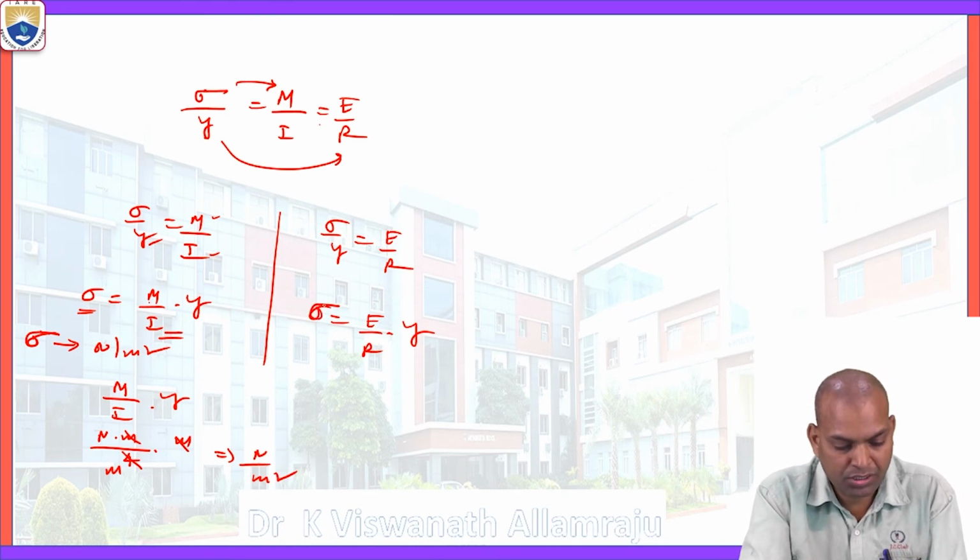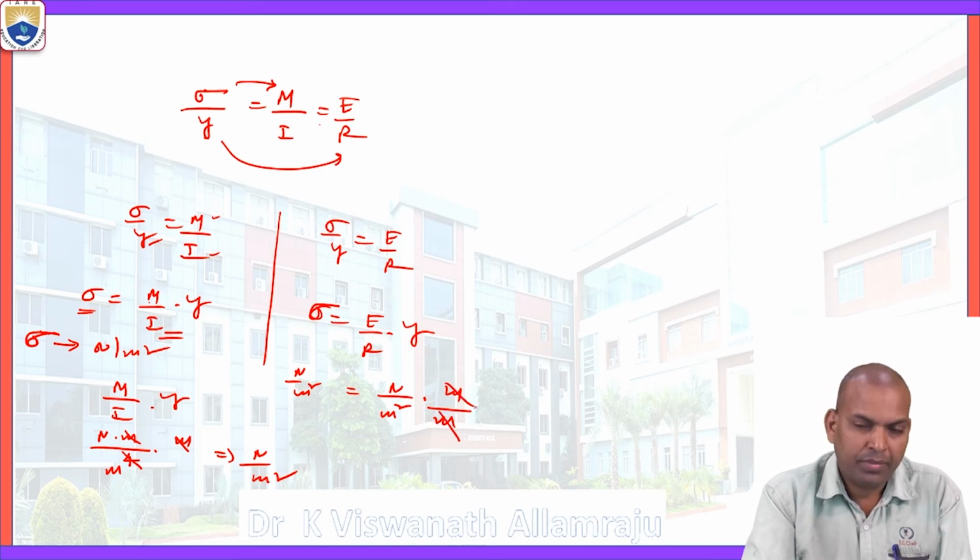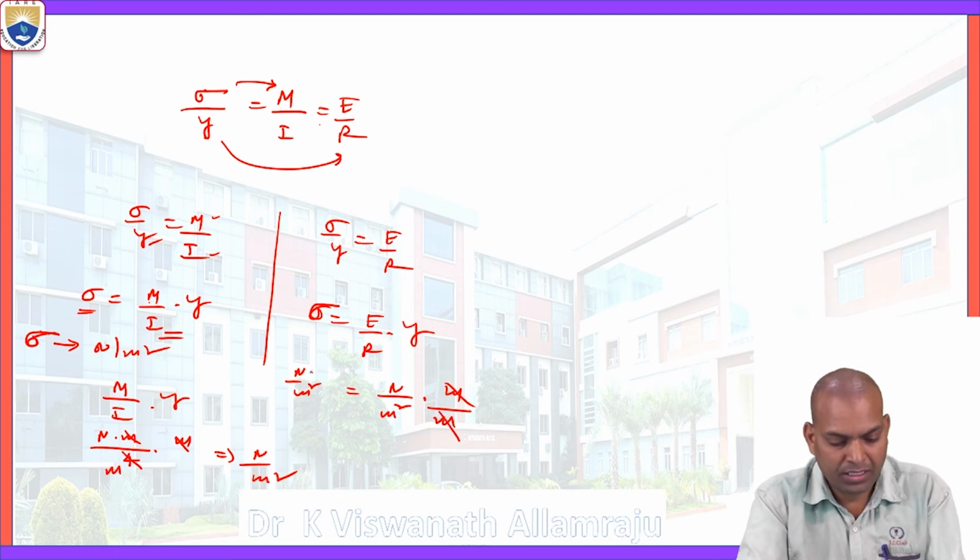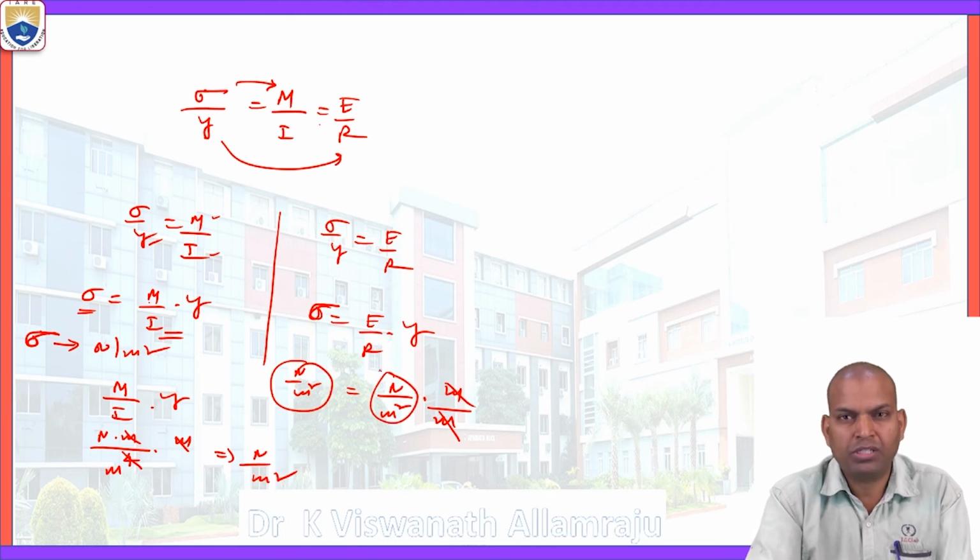Whereas coming to this, sigma is Newton per meter square on the left side. On the right side, Newton per meter square for E units, y unit is meter and R units are meters. Meter gets cancelled, then it is again the same dimensional homogeneity we checked here.